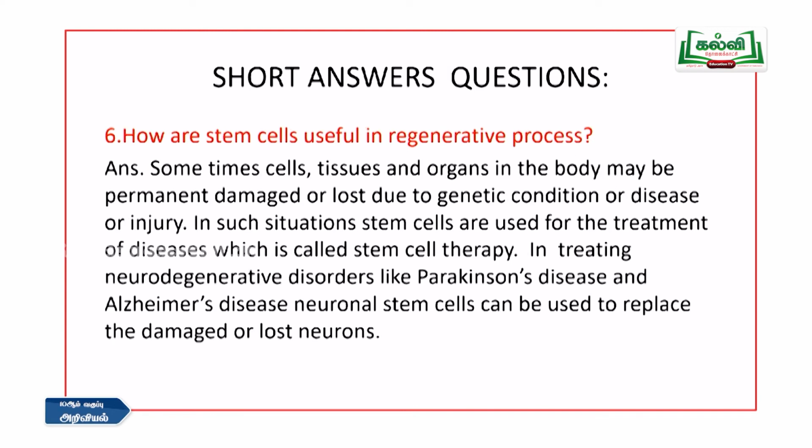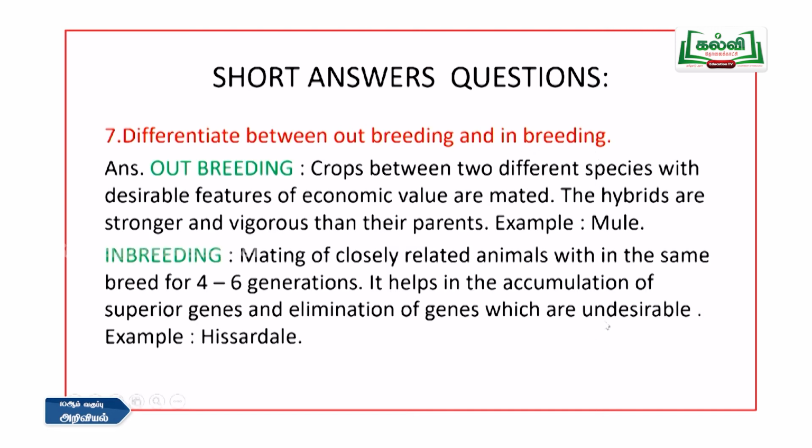Question number 6. How are stem cells useful in the regenerative process? Answer: sometimes cells, tissues and organs in the body may be permanently damaged or lost due to genetic condition, disease or injury. In such situations, stem cells are used for the treatment of diseases, which is called stem cell therapy. In treating neurodegenerative disorders like Parkinson's disease and Alzheimer's disease, neuronal stem cells can be used to replace the damaged or lost neurons.